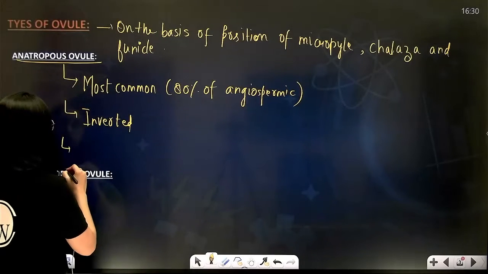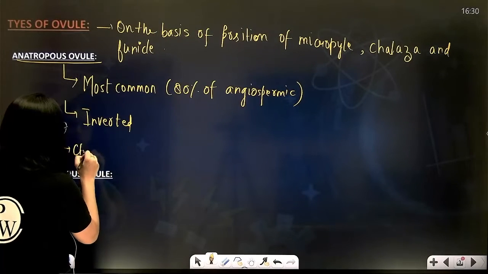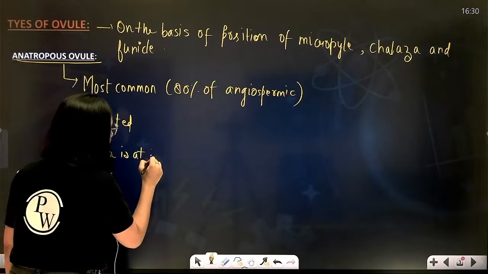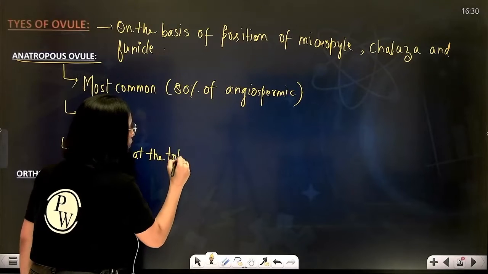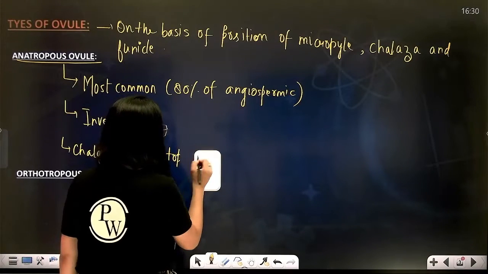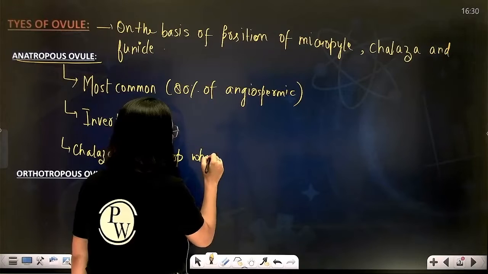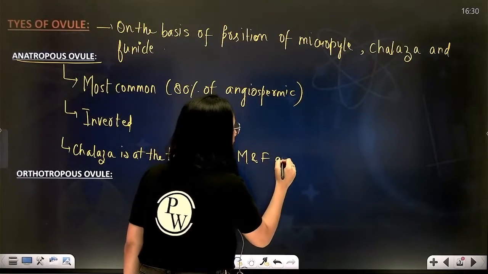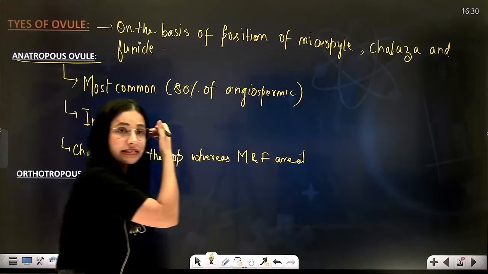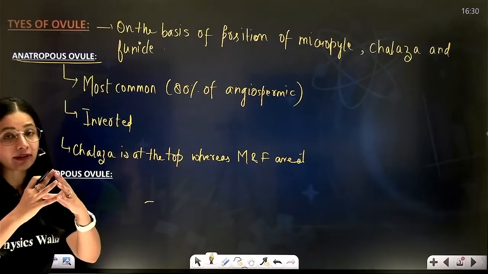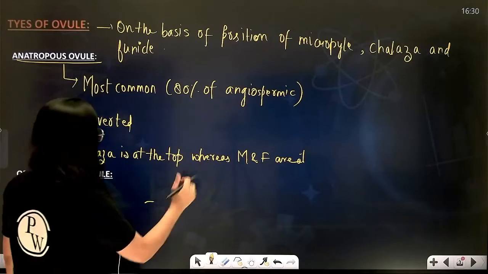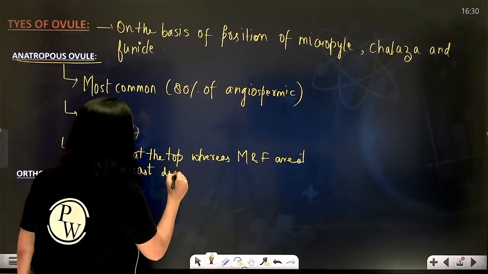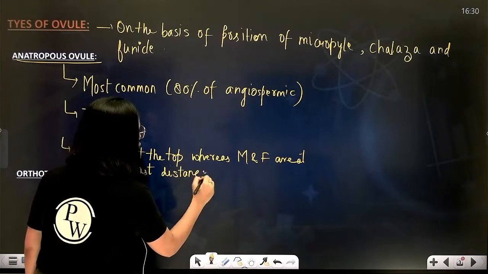So for anatropous, what will you write, beta? Chalaza is at the top, whereas micropyle and funicle are at least distance. They are at minimum distance. They are very closely present.